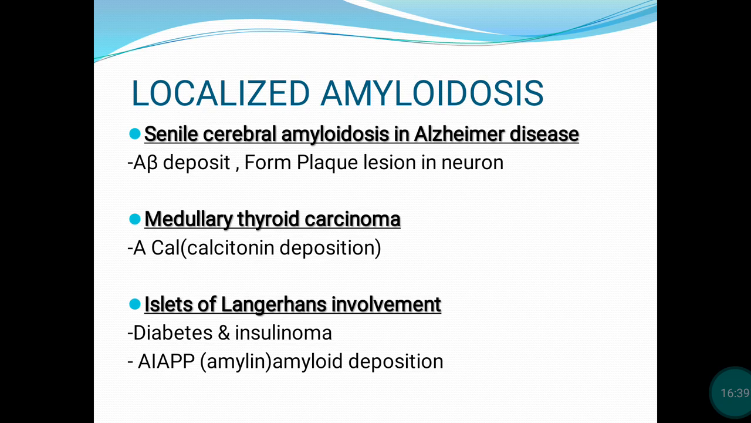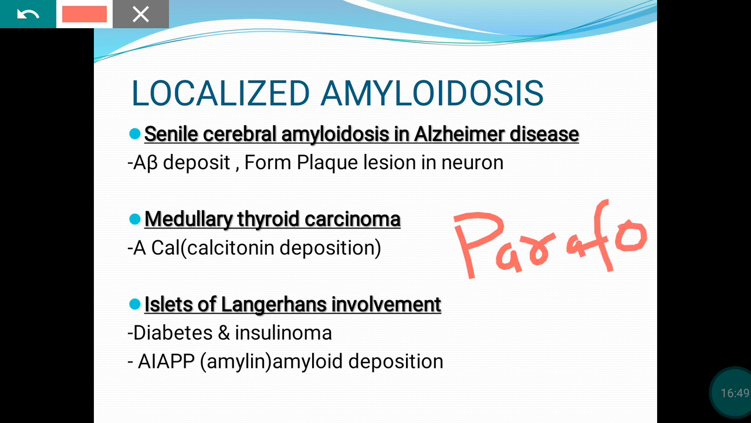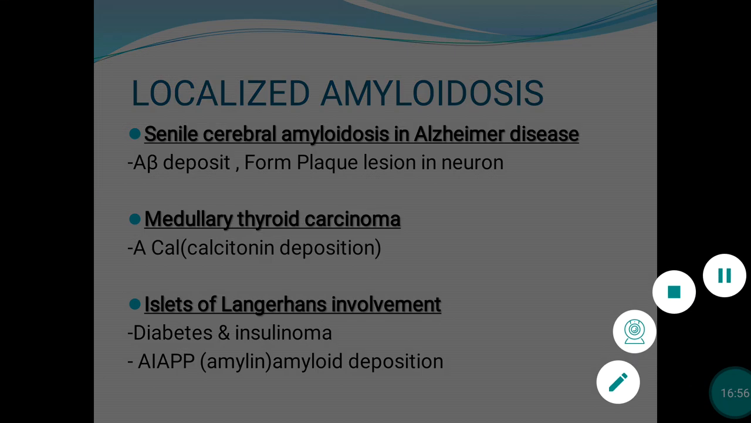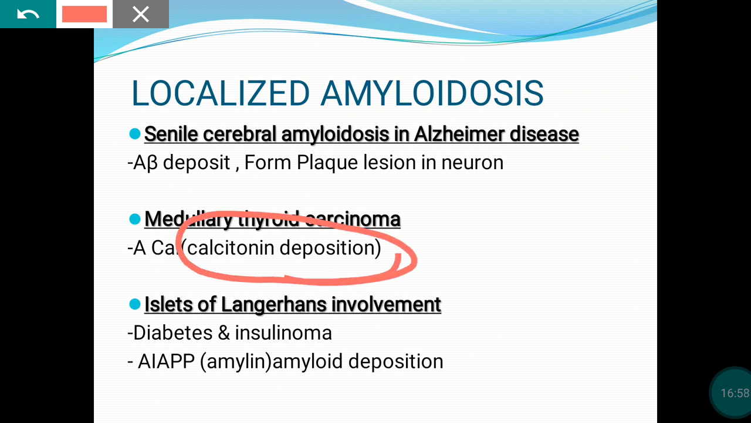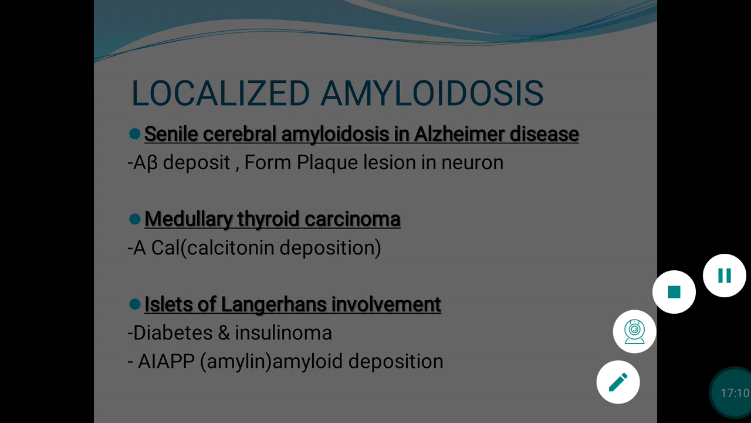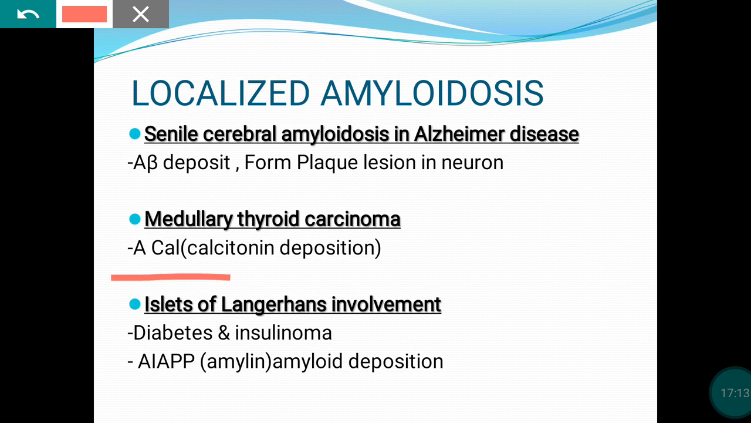Now the second entity is medullary thyroid carcinoma. You might remember that the thyroid has parafollicular C cells, which have the function of producing calcitonin. In medullary thyroid carcinoma, there will be excessive production of calcitonin from the parafollicular C cells. And it will get accumulated. That is known as amyloid calcitonin deposition.